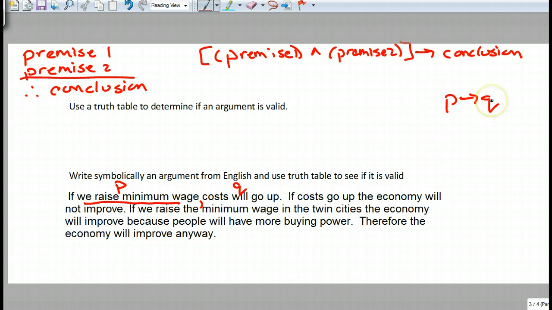That's our first premise. And then it says, if costs go up, the economy will not improve. So that would be Q, then negative R, right? If we raise the minimum wage in the Twin Cities, then the economy will improve. Okay, so that would be P, then R. Wait, P, then R. Okay, yep.